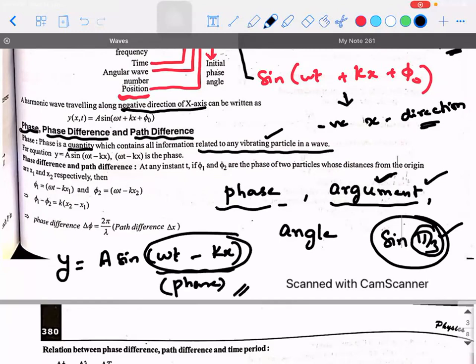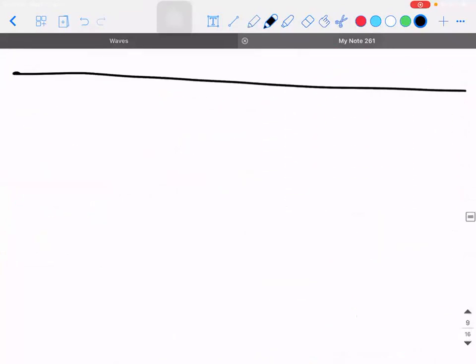Are you able to relate both the things, this pi by 3 and omega t minus kx? Whatever is written inside the trigonometric function is technically called a phase. Sir, so this phase only says whether the wave is traveling in negative direction or positive x direction? Yeah, that is one information it is going to give. I'll show you. So you understood what is phase, right? Yes, sir. Okay. Now see. What is the topic I'm talking about? Phase difference and path difference, right?